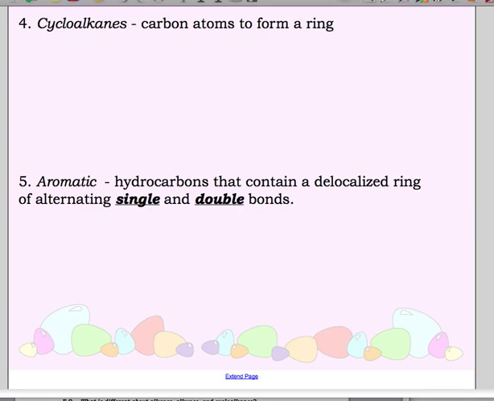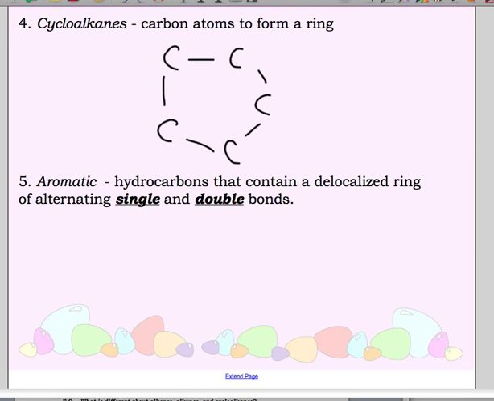2 other types you just want to see, a cycloalkane. Cyclo means a ring, and an alkane means single bonds. So it would just be something where you have carbons single bonded together, but it does happen quite readily in nature. They actually form a little circle, ring, whatever you want to call it.